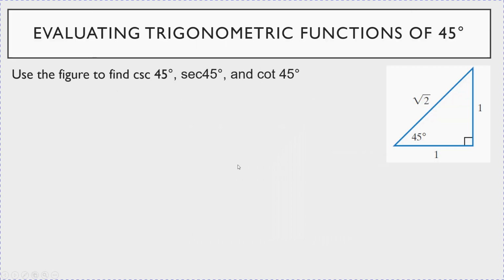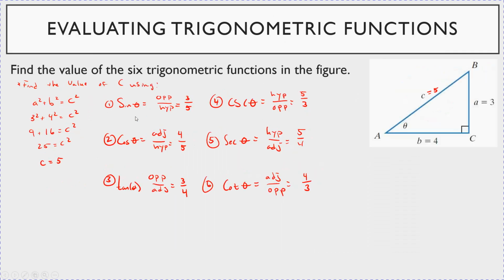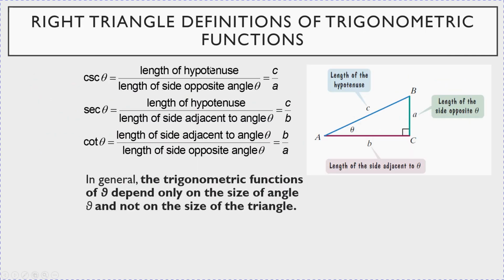All right, so let's use this figure here. So I have an isosceles triangle to find the following. What is cosecant of 45 degrees? What is secant of 45 degrees? And what is cotangent of 45 degrees? All right, well, you have to just look back and say, okay, how is cosecant defined, right? So look, cosecant is hypotenuse over the opposite side.